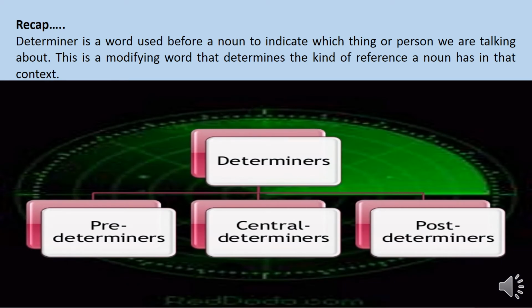Now we'll just look into how they are classified based on their position. Well, determiners are classified into three, that is predeterminers, central determiners, post determiners. This classification is based on their position in each sentence.